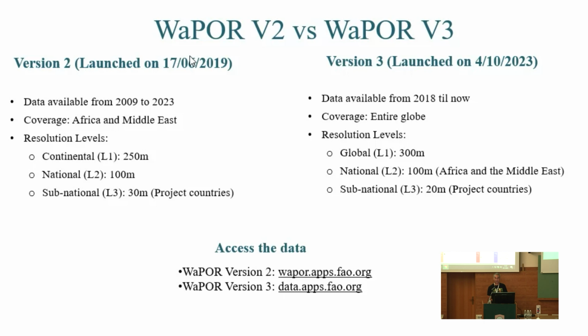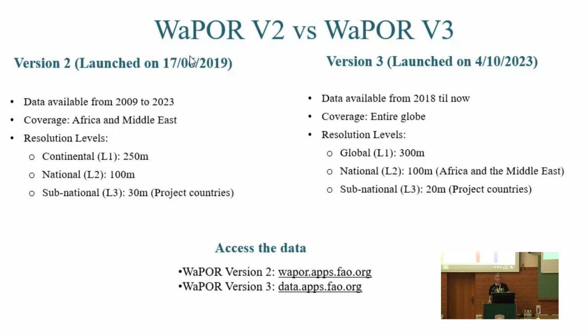And it covers the world at different levels. So the global level, so also for your countries, is available at 300-meter resolution. And then there's level 2, the national level, as we say, that's 100-meter resolution. That's for Africa and the Middle East. And there's the subnational level, which is for certain project countries at 20 meters.